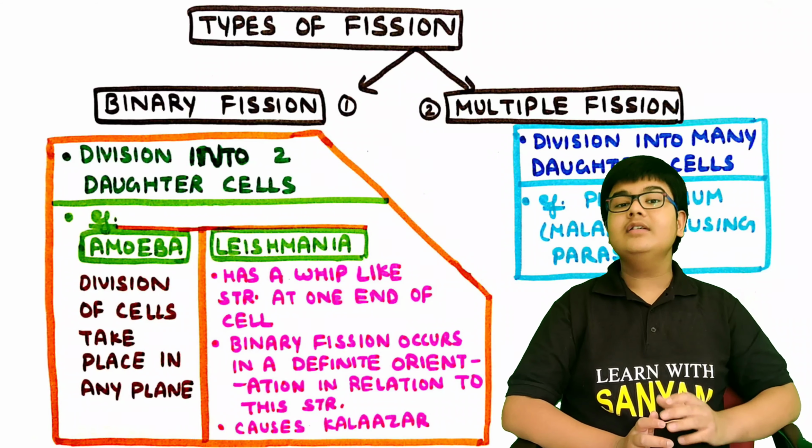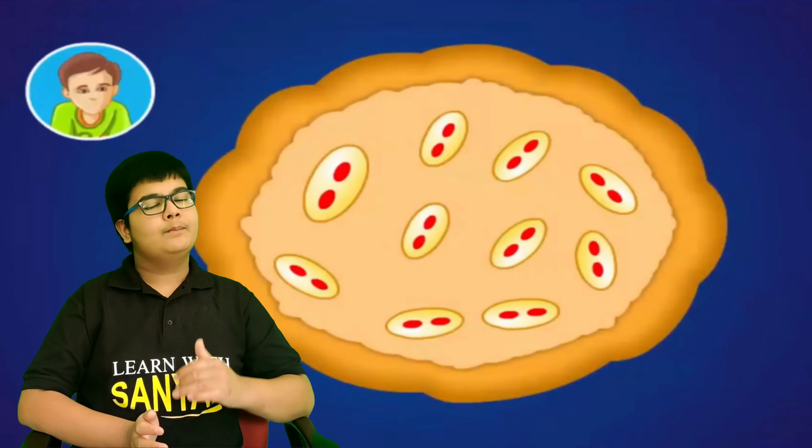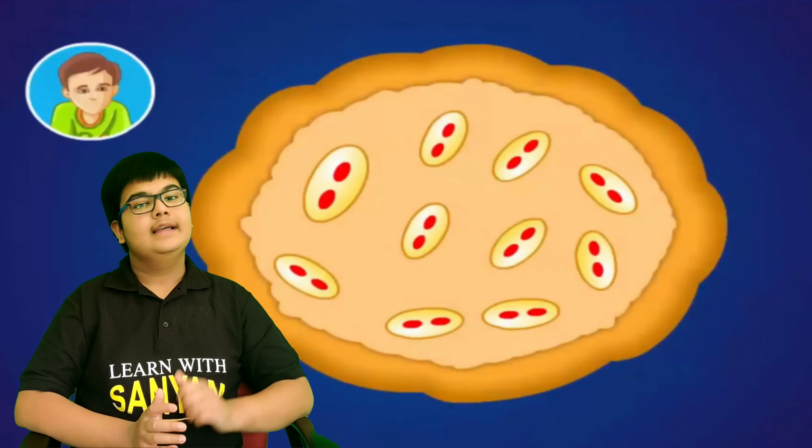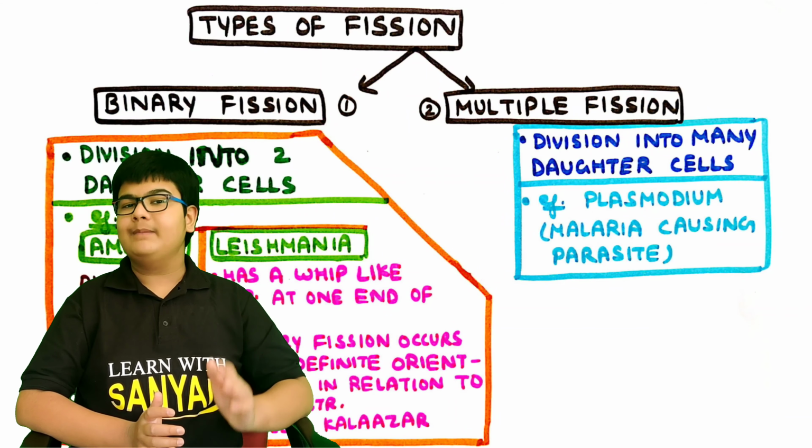Second, multiple fission. Multiple fission is the division of the parent cell into many daughter cells. In binary fission, 2 daughter cells are formed, while in multiple fission, more than 2 daughter cells are formed. That means many daughter cells are formed. An example of multiple fission is Plasmodium, which is the malaria causing parasite.